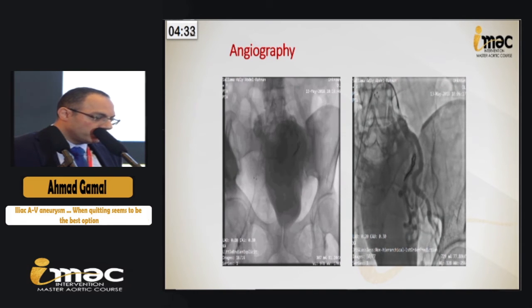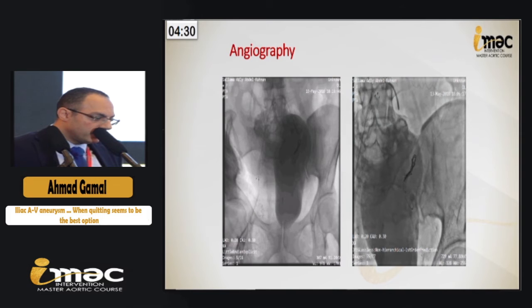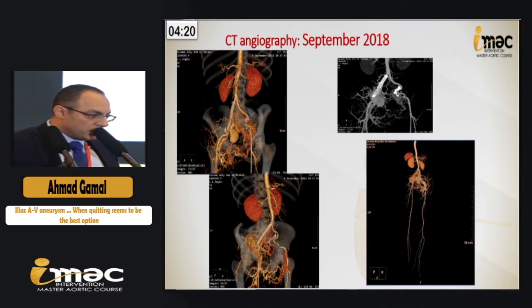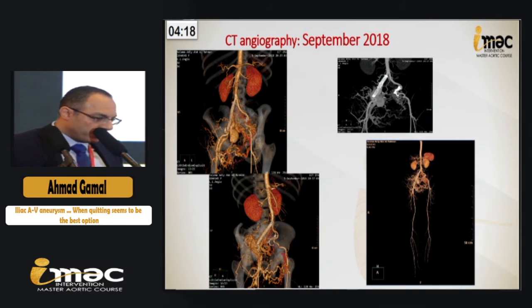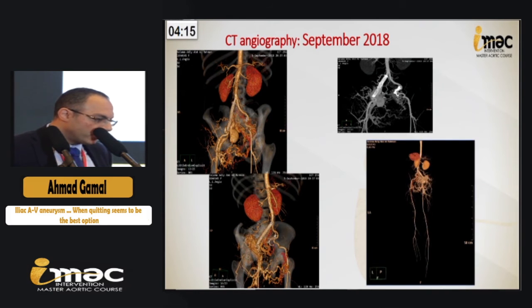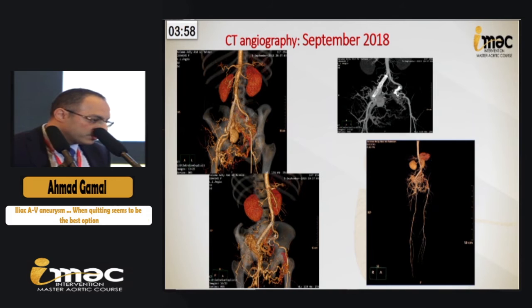And also, we were deciding to do skeletonization of the right common femoral artery and try to close all the feeding vessels on the right side, but the patient refused at this moment. Then she came back after 3 months with this CT. We can see that there is occlusion of the main left internal iliac artery with minimal reduction of the feeding vessels from the left side. However, we still have this aneurysm and multiple feeding vessels from the right side.